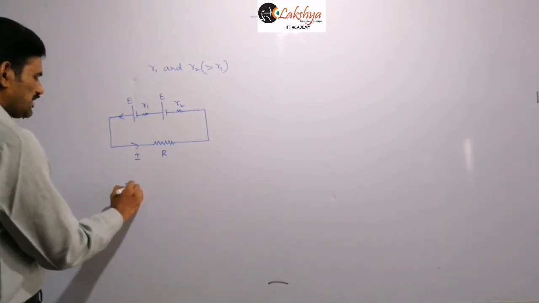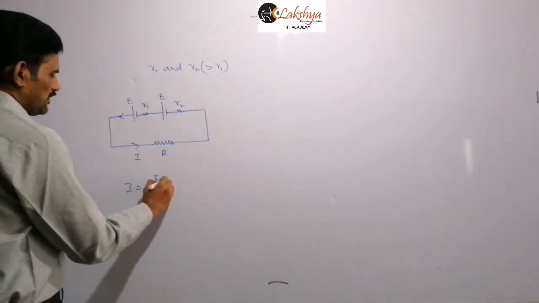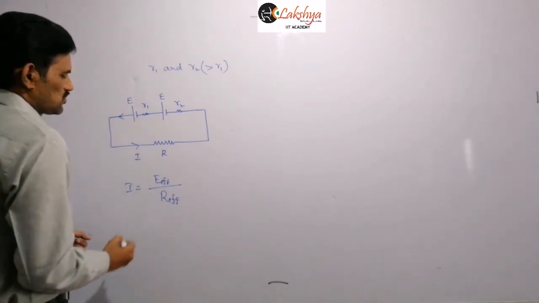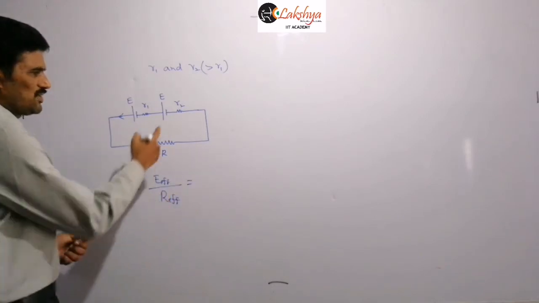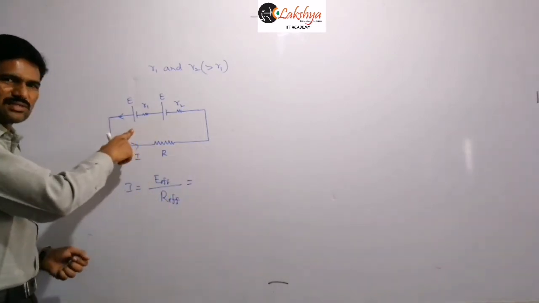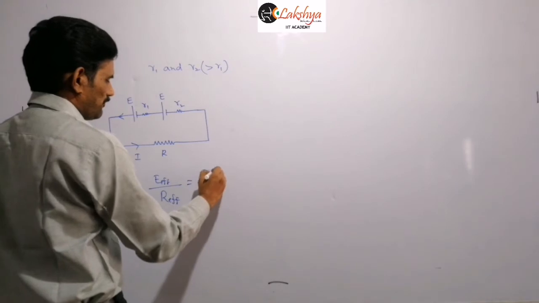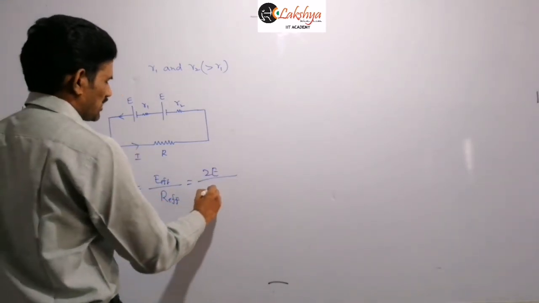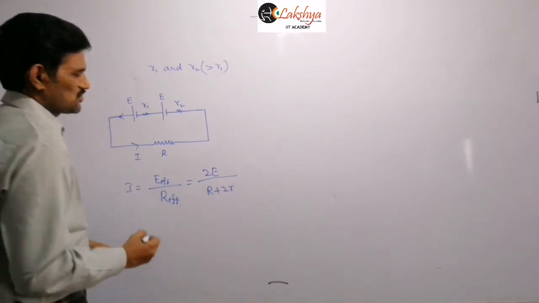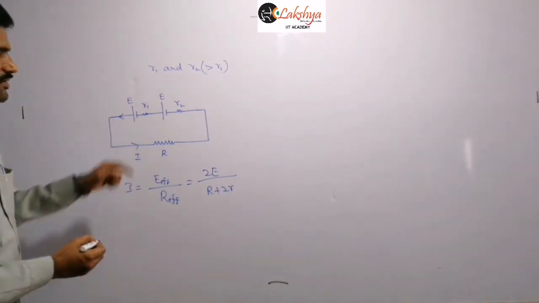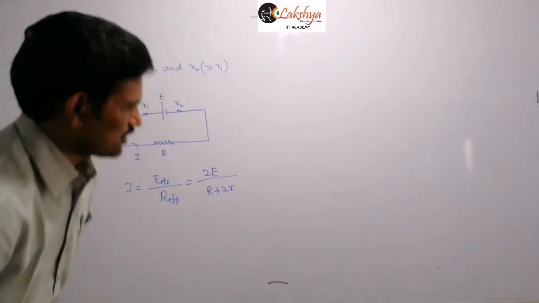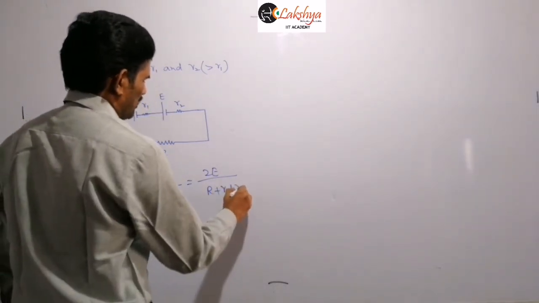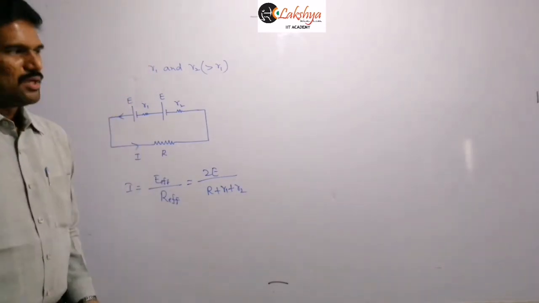So current I can be written as E effective by R effective, right? We know E effective: two cells are connected in series, so E plus E, 2E, divided by the total resistance, external resistance R plus internal resistance. Sorry, the internal resistance will be R1 plus R2 because the internal resistances are different. EMFs are the same but resistances are different.